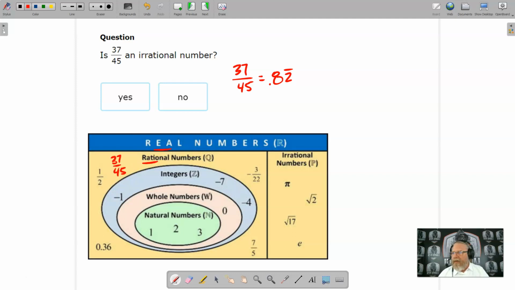So it's a rational and real. But they want to know, is it irrational? Well, irrational is over here, right? So it can't be over here and over there. So it has to be just rational, not irrational.